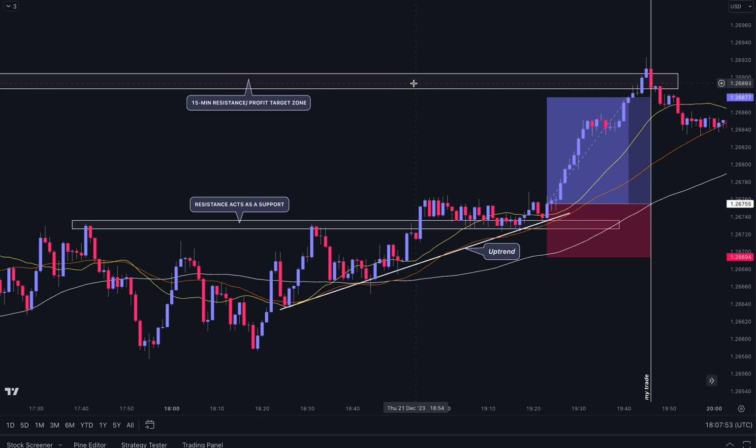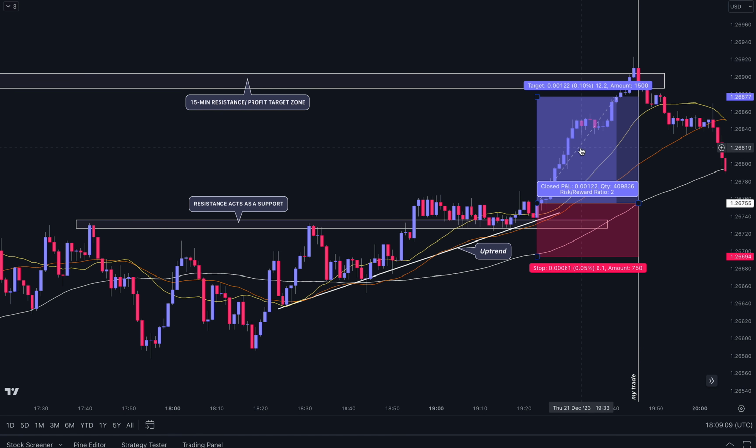So this time I aimed for a 1 to 2 risk to reward ratio, but as a cherry on top, I also marked this 50-minute resistance zone as a potential profit target zone. As you can probably tell, the result is very obvious. I did reach my take profit target. As you can see, it literally bounced off that resistance zone.